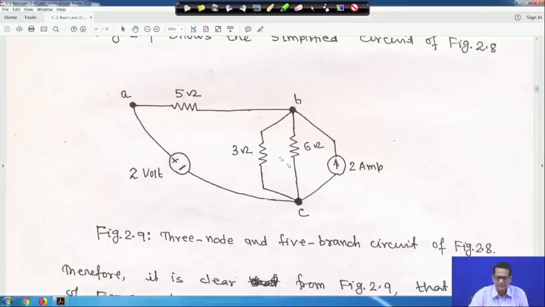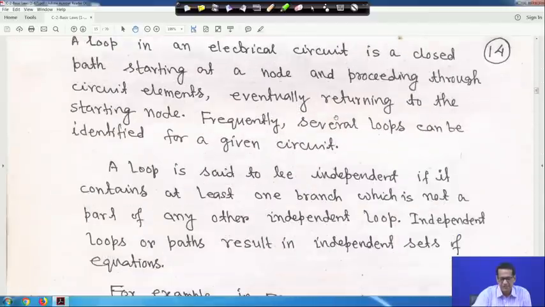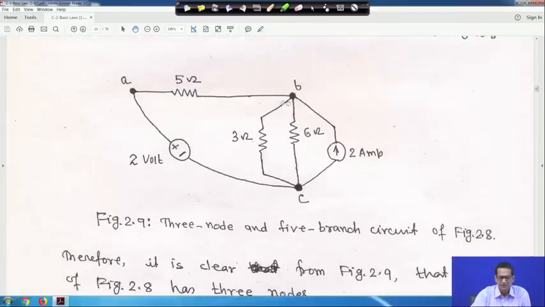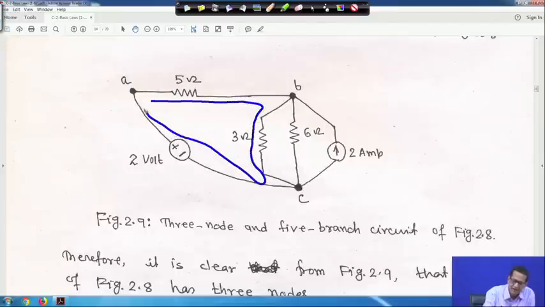So if you try to find out how many loops are there in this particular circuit, figure 2.9, you will find 6 loops, but 3 of them are independent loops. Now the question is, what is an independent loop, right. I told you that the closed path containing the 3 ohm resistor is a loop, A B C A. Similarly, here you can get another loop. Suppose you move like this and come back here, right.